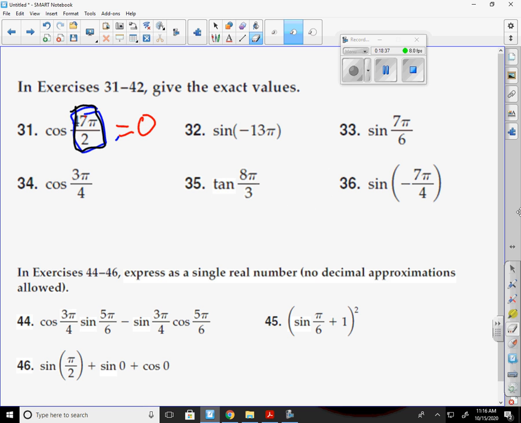Let's look at number 13. I have negative 13 pi. If I add 12 pi to that, I would still have negative 1 pi. If I add 14 pi to that, I end up with sine of pi. And the sine of pi is just equal to 1.